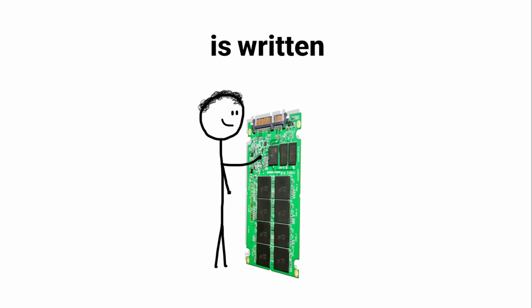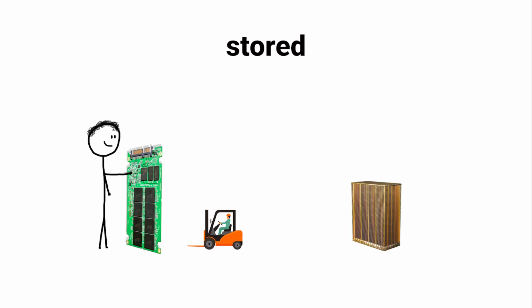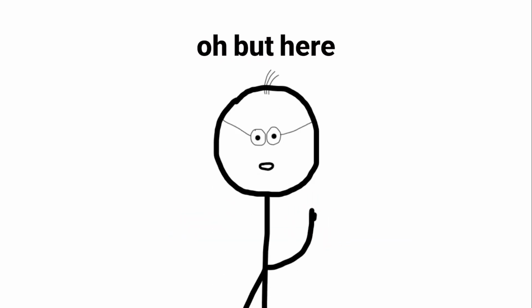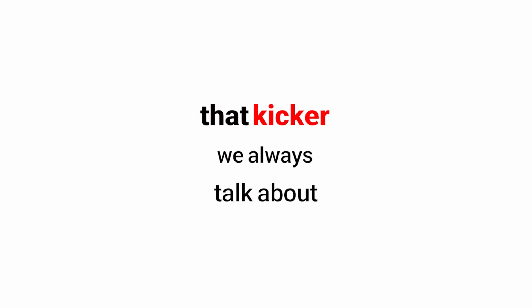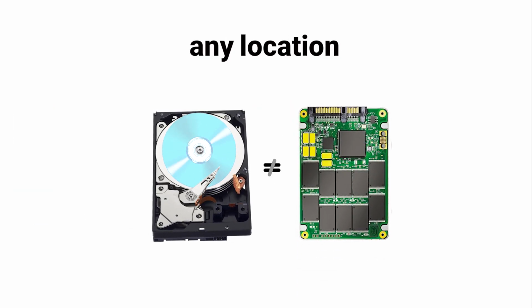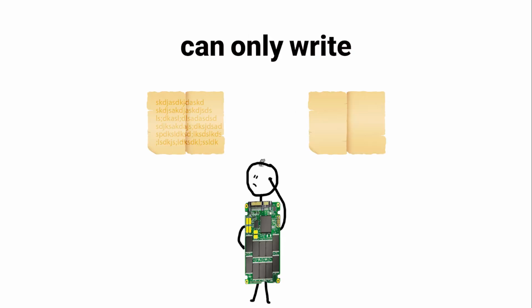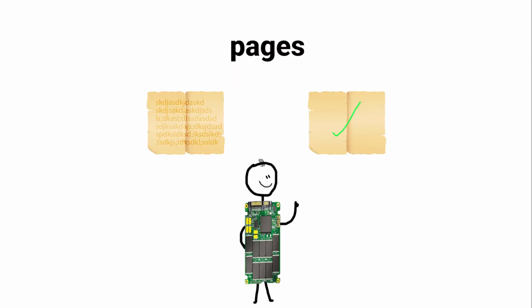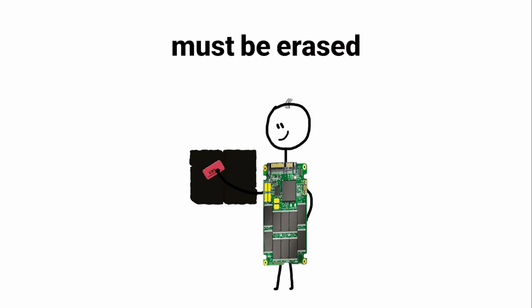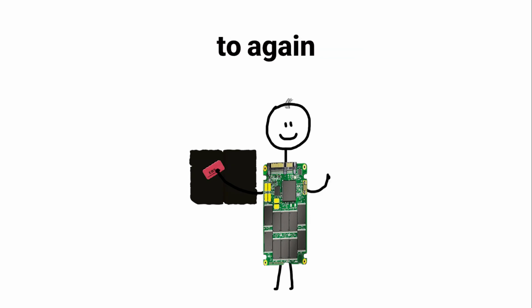When data is written to an SSD, it's first stored on a page, and when a page is full, it's grouped with other pages to form a block. But here it is, that kicker we always talk about. Unlike HDDs, which can write data to any location on the disk, SSDs can only write to empty pages. If a page already contains data, the entire block must be erased before it can be written to again.